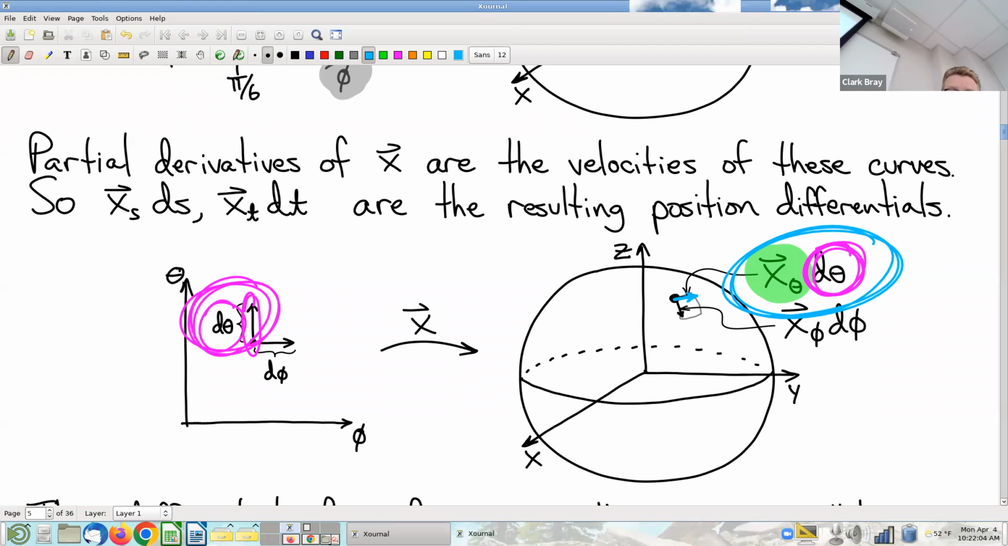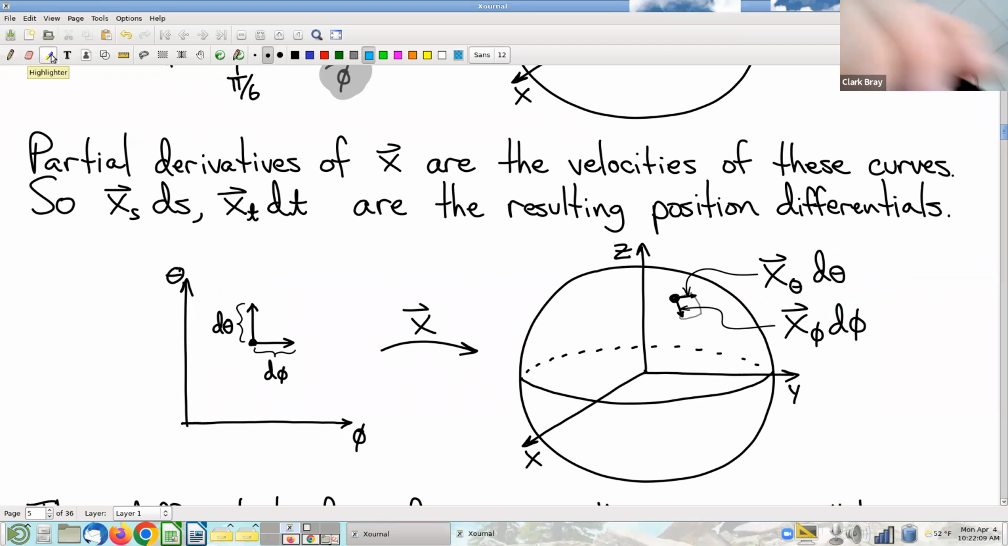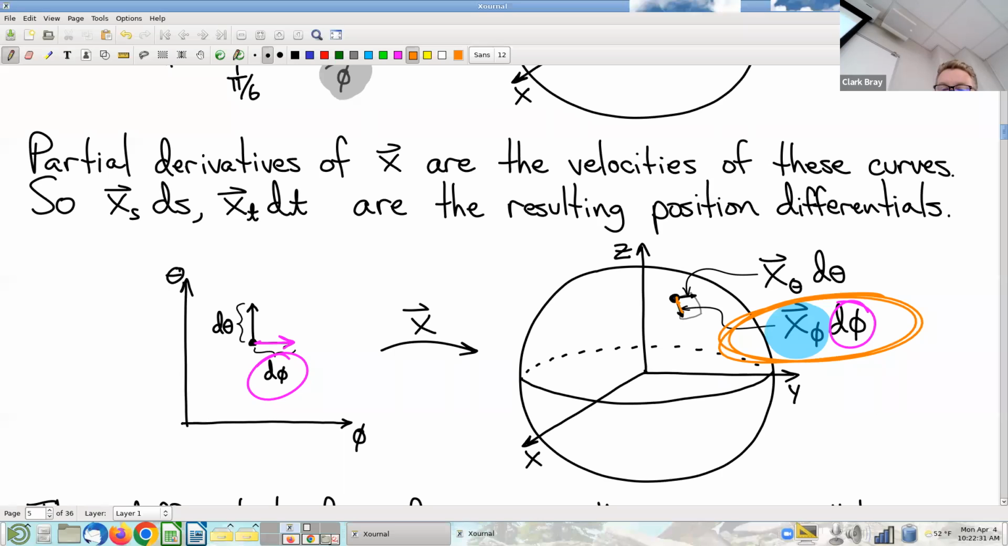Okay. So then likewise, of course, for the other, x phi being a velocity, right? That's what you multiply by d phi to get this dx vector. So again, output change is derivative times input change. Okay. All right.